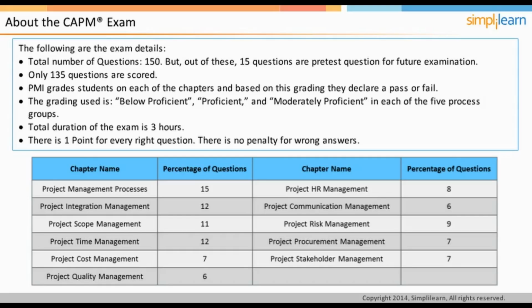The questions in the CAPM exam are related to various aspects of project management. These aspects are project initiation, planning, executing, monitoring and controlling, and closing. We call these aspects as process groups. For more details, please refer to the CAPM examination content outline on the PMI website. Let us next discuss the CAPM exam syllabus.